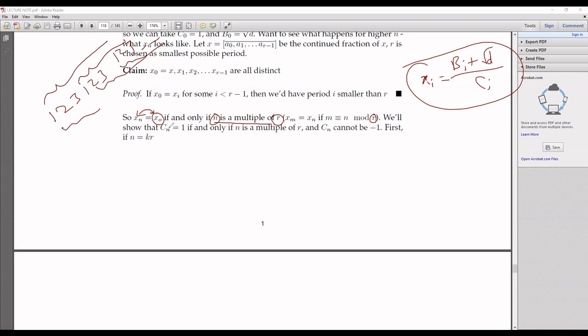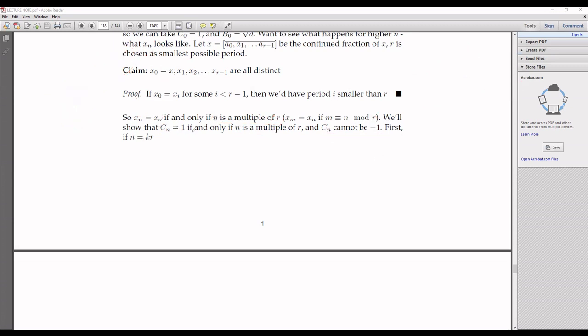Okay, now they are claiming that Cn is equal to 1. This is probably the most important proof while we are trying to establish the background of the Pell-Brahmagupta equation. Cn is equal to 1 if and only if n is a multiple of r. This is the first part of the claim. And the second part of the claim is Cn can never be minus 1. So let's move on to the proof. First, we prove this part, and you can understand that this is a two-way argument. So first, assume that n is a multiple of r. So n is kr. We are going to prove that Cn equals 1. Let's see how they're doing it.